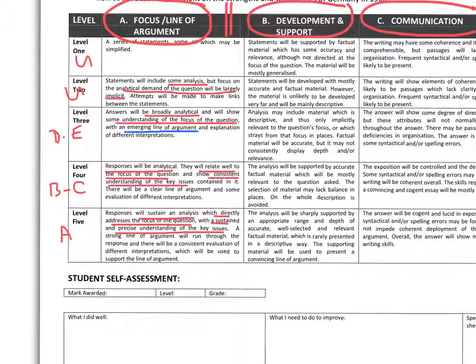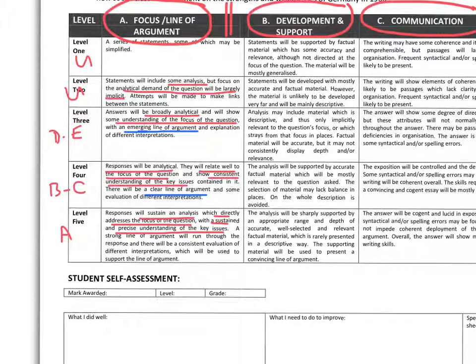Okay, so D to E, the line of argument is emerging. Okay, it may not be there the whole time, but it is there, and you can see it in places. Moving to level 4, the line of argument is much clearer. So hitting the B and C's, there needs to be a clear line of argument, and again, that's why it comes down to a conclusion and introduction. An introduction is where you show an awareness of what the line of argument is, and you keep revisiting it, and then revisit it again very strongly with a judgment in the conclusion.